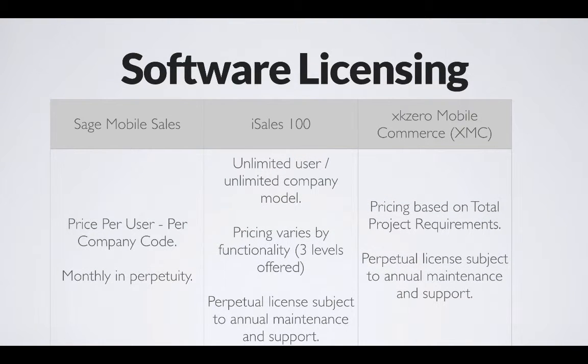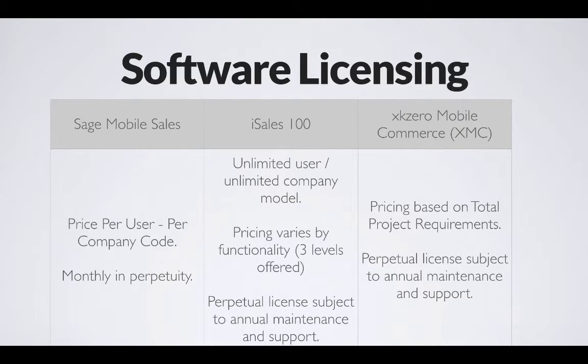When we look at software licensing, and I have another screen that'll be coming up here for pricing, the licensing for Sage Mobile Sales, that's a monthly subscription from the get-go, and it's priced per user per company code, right? So your initial price is going to allow one user to access data for one company within your Sage 100 or 300 or Sage 50 system.